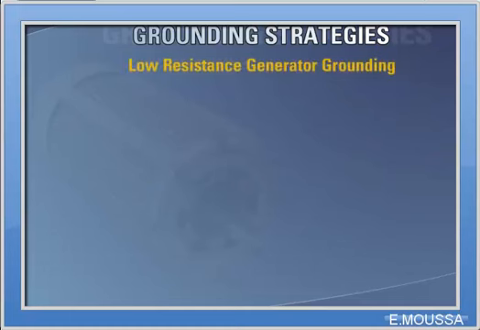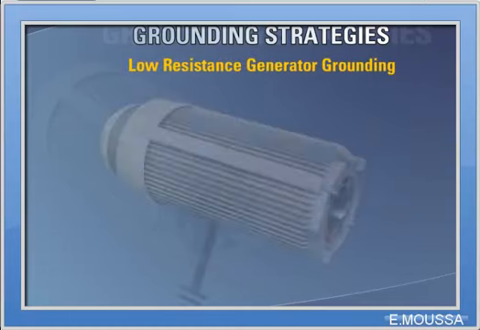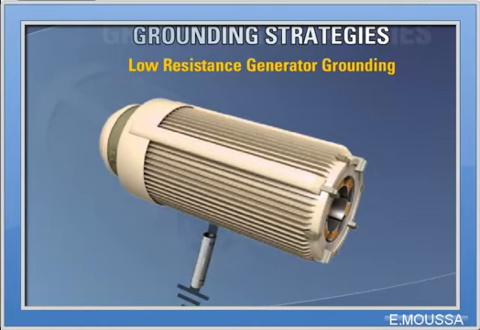The second strategy we will discuss is low resistance generator grounding. In this strategy, generators have their neutral grounded through a resistance such that typical fault currents are in the range of 200 amps up to 150% of rated full load current. The resistor required for low resistance grounding can be quite expensive and large. Therefore, this grounding strategy is usually not employed with smaller generators.